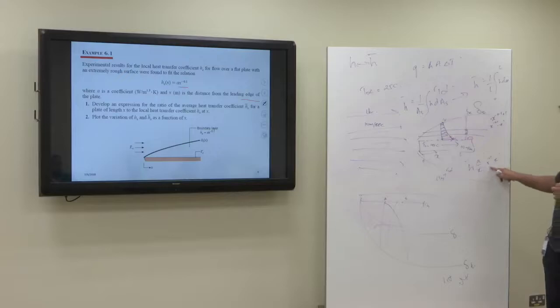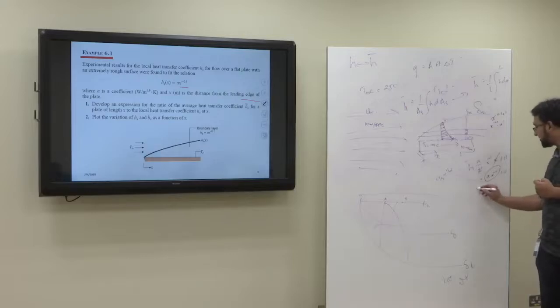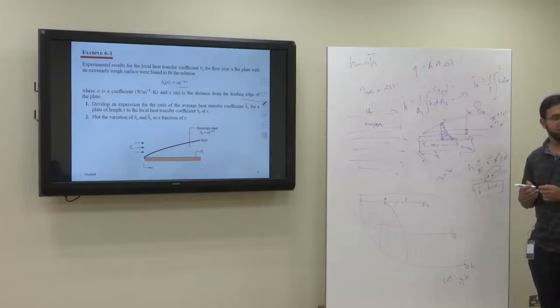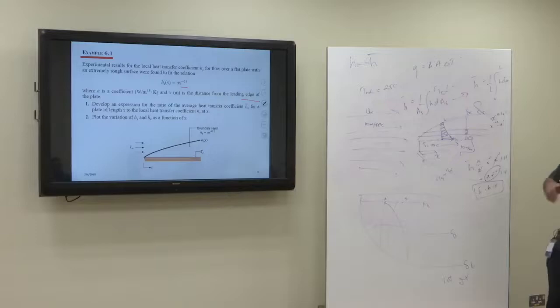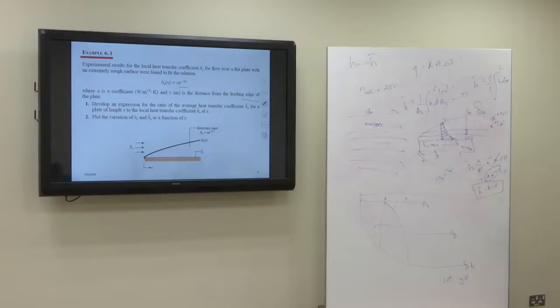1.11. Let me remove this and I will write here 1.11. Okay. Now this x can be cancelled with this x. So now we have x to the power negative 0.1 into 1.11. x to the power negative 0.1 is basically local h. So local h into 1.11 is equal to average h. We wanted to find a relationship between local and average, so we determined it: local h multiplied by 1.11 is equal to average h.